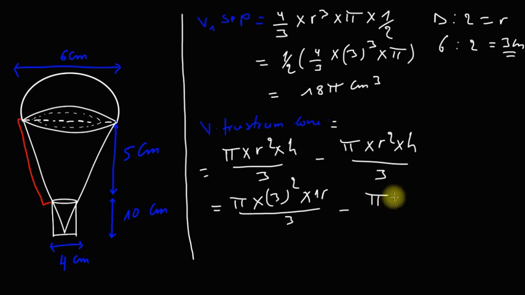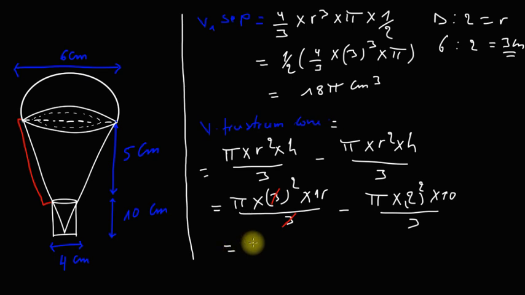pi times the radius of the small cone. Here we have a diameter, the same diameter as that of the cylinder. We have 4 centimeters as diameter and divide by 2 to get the radius, which is equal to 2 squared, times height. The height is equal to 10, divided by 3. This 3 will cancel, and here is 14 over 3.